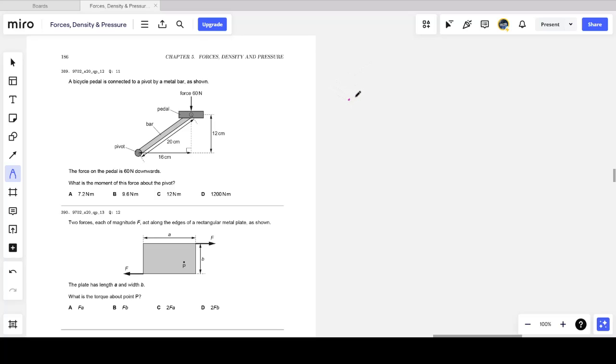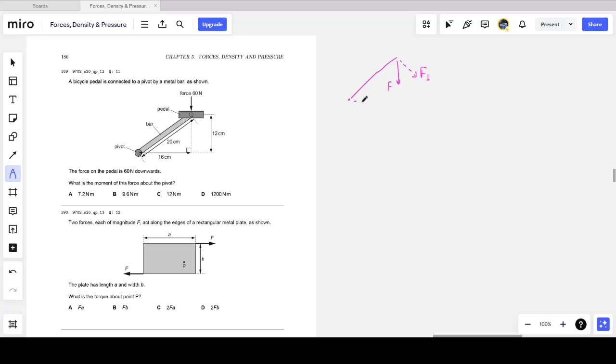I'm going to redraw this: the pivot point, the bar, and the pedal right at the top. And there's a force acting vertically downward, F. But what we're really concerned about is the component of this force that is perpendicular to the bar. Remember, we always want the perpendicular components of forces.